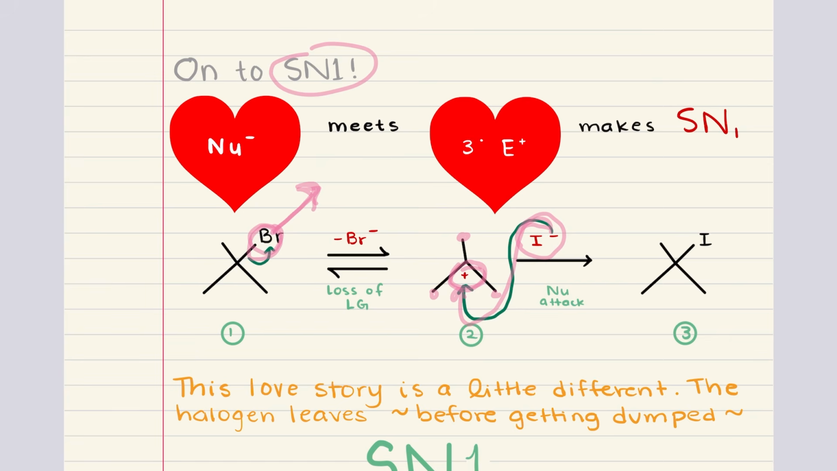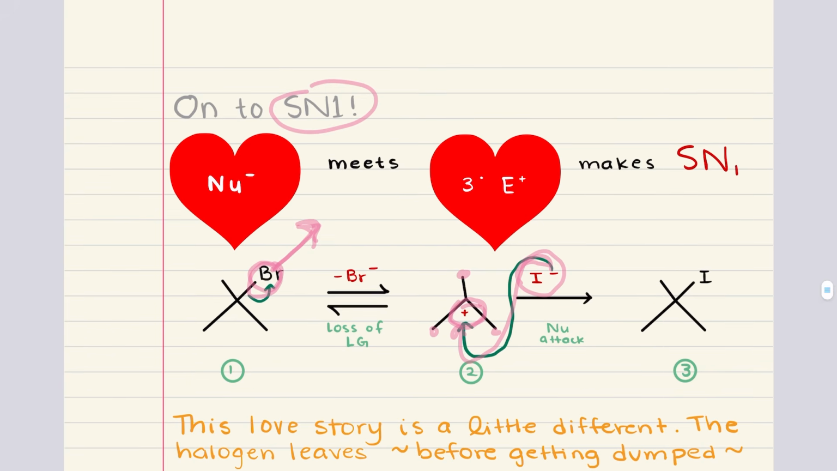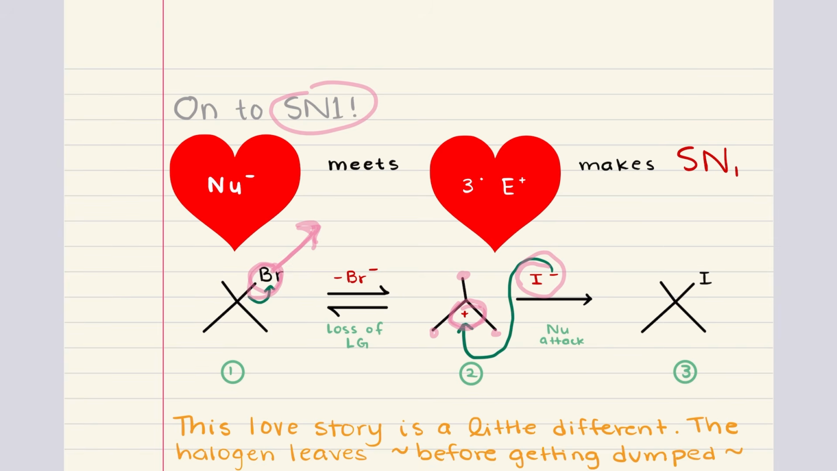Once the carbocation is formed, the nucleophile finally makes its move, attacking the positively charged carbon. This step is much faster than the first because the nucleophile is simply filling the open spot left by the departing halogen. However, there's one unique consideration with SN1, and that is carbocation rearrangements.